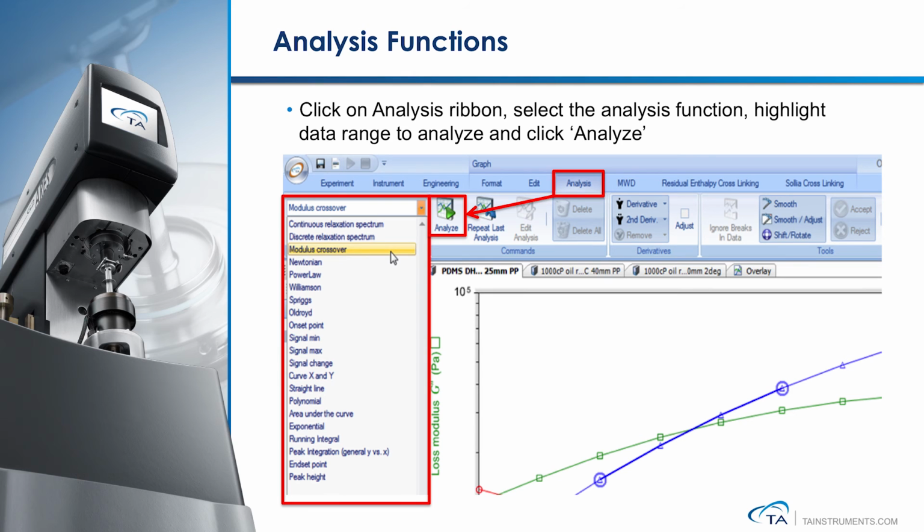To apply an analysis function within TRIOS, open a data file. Go to the top Analysis ribbon and select the desired analysis function from the drop-down list. In this case, we would like to analyze the modulus crossover frequency and crossover modulus. Highlight the data range to be analyzed and press the Analyze icon. Please note that certain analysis models may require a specific set of variables to be displayed. If the analysis is not active, utilize the Match button to adjust the plot variables according to the selected model.